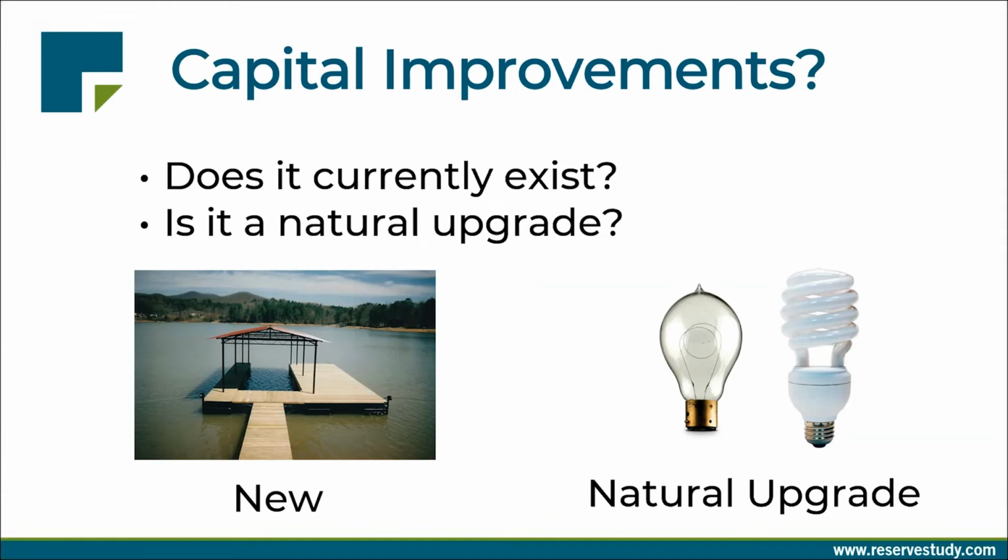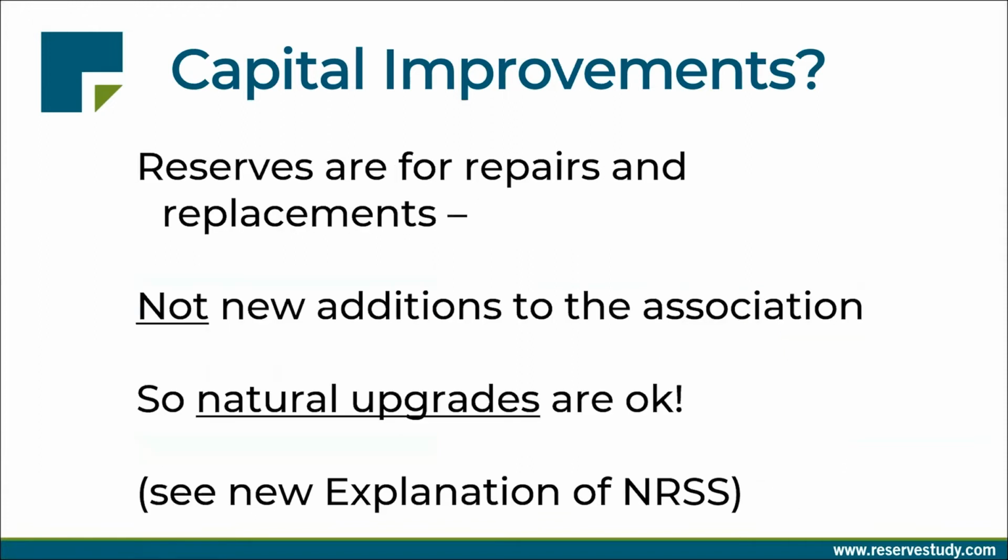That's the key. But if the asset needs to be replaced, it's totally fine to do a natural upgrade, like you see on the slide, replacing an older light bulb with another type of light that uses less electricity. So remember, if the asset or project exists already is the key distinction. Remember that reserves offset ongoing deterioration of existing assets. Reserves are not a slush fund to be used to buy new things for the association. If your boards ever have a question on this issue, just feel free to reach out to your reserve study provider for clarification, and they'll be happy to help.